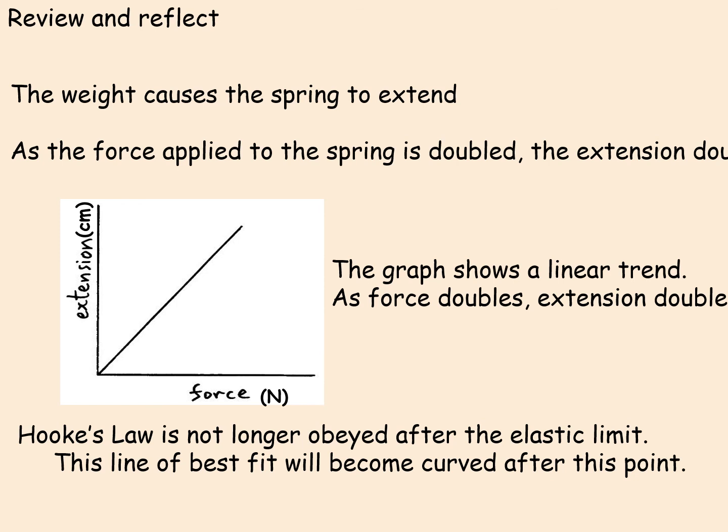So here we can see the weight causes the spring to extend. As the force applied to the spring is doubled, the extension doubles. That's the sort of thing you might have drawn for your graph. And you can see we haven't got any numbers labeled on our axes. We've just got what it's showing us, so extension against force, and it'll be a straight line. The graph shows a linear trend, straight line. As force doubles, extension doubles.